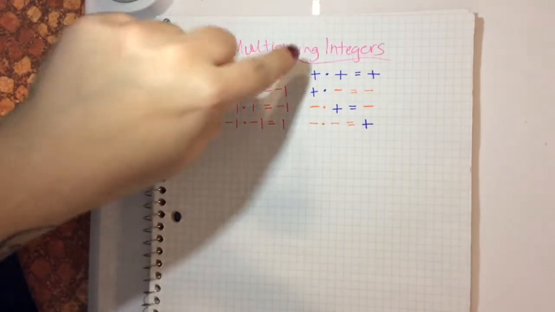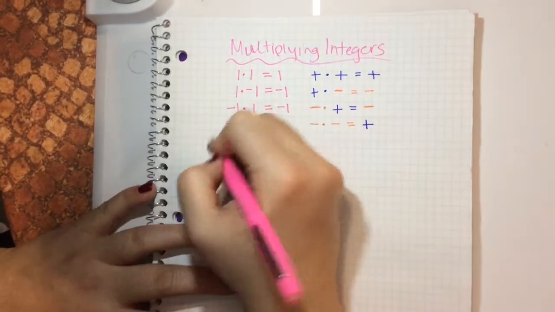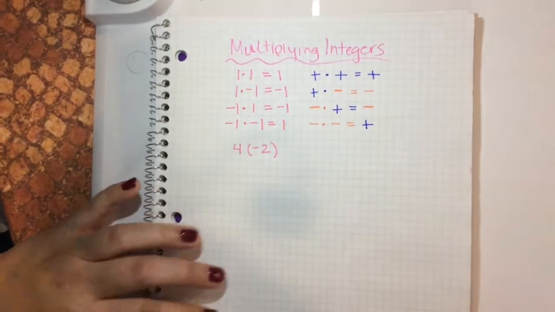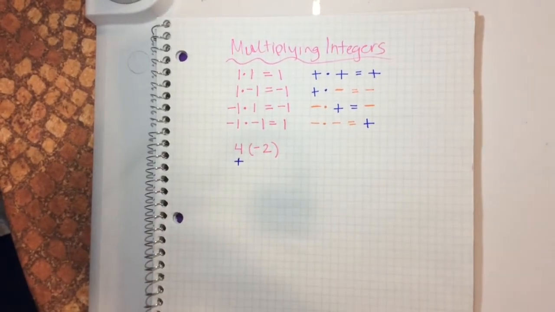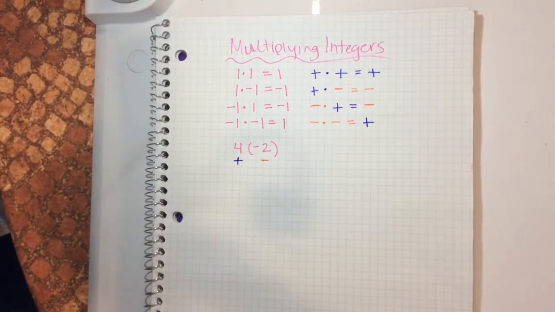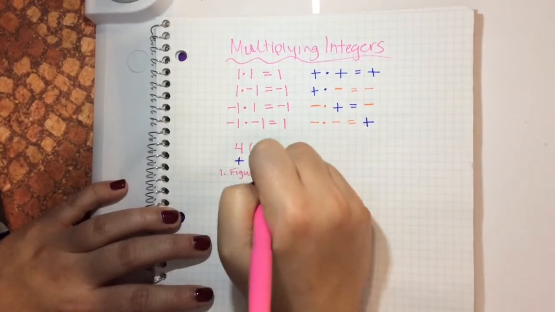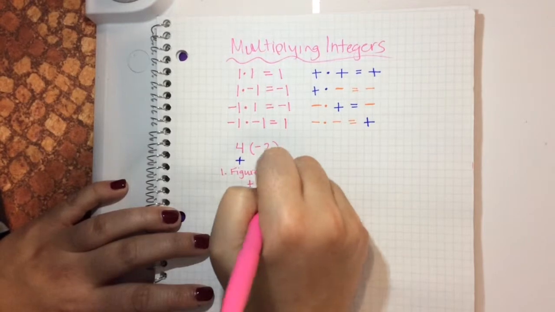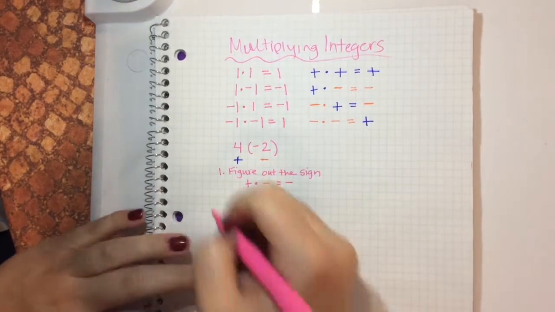So we can use these multiplication rules for multiplying together any numbers. So if I had, let's do 4 times negative 2. I've got a positive number, and then I've got a negative number here. So the first thing I want to do, my step 1, is figure out the sign of my answer. So positive times a negative is a negative. So I know my answer is going to be negative.